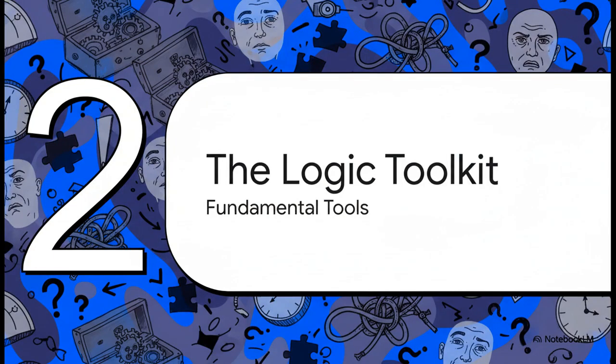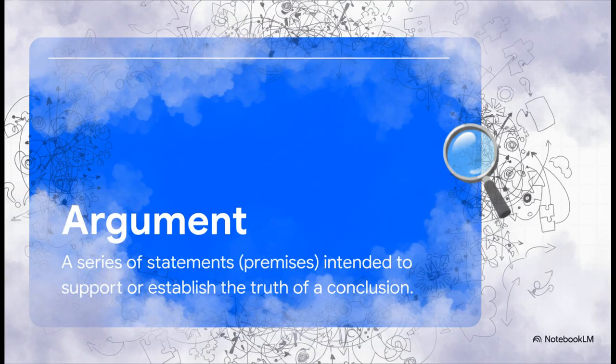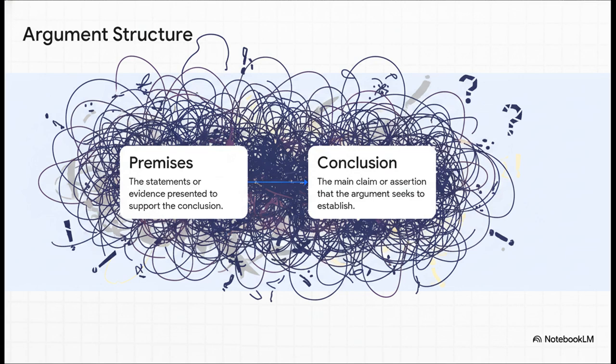Well, it's the most basic building block of all, the argument. And look, when we say argument in logic, we're not talking about a fight or a yelling match. Nope, it's a structure. It's just a series of statements, we call them premises, that are supposed to support another statement, which we call the conclusion. So it's really a simple two-part deal. You've got your premises, that's the evidence, the why, and they're all there to back up the conclusion. That's the main point, the what. That's it. If you can find those two parts, you've basically mapped out the entire argument.